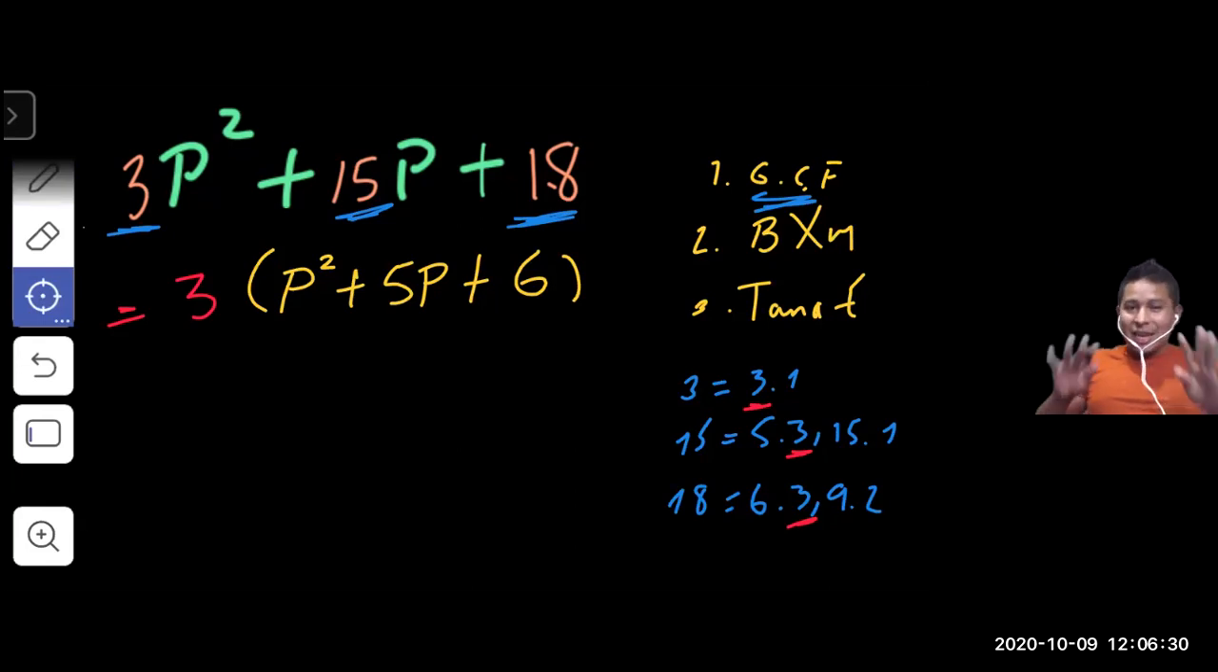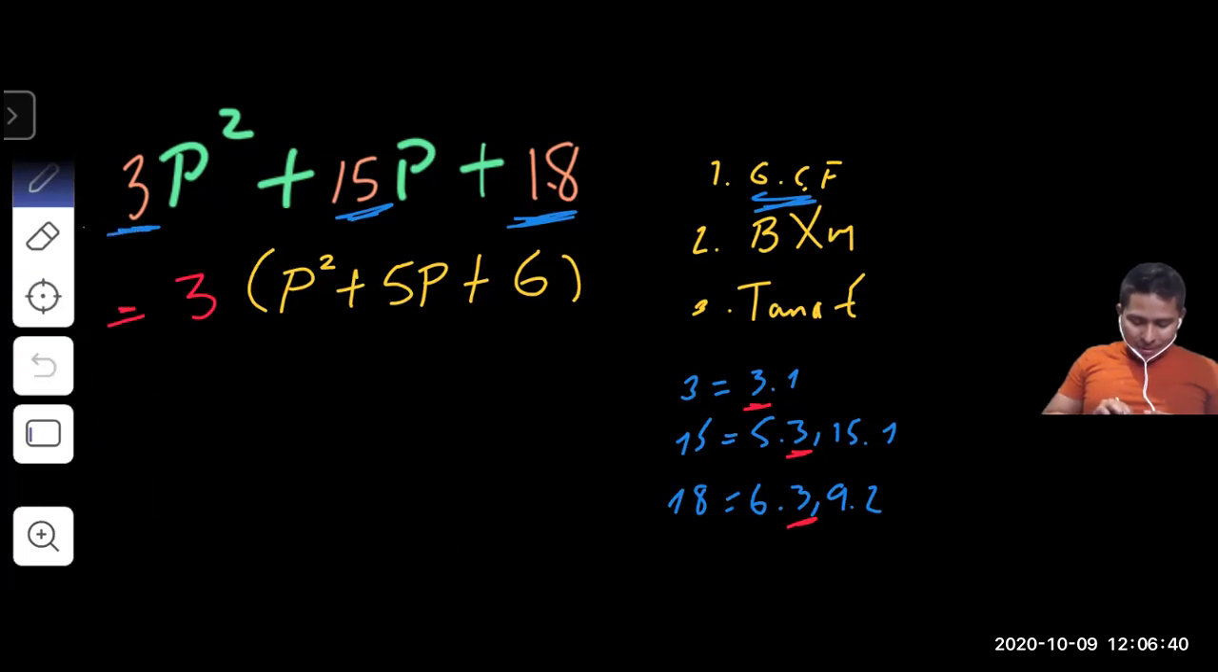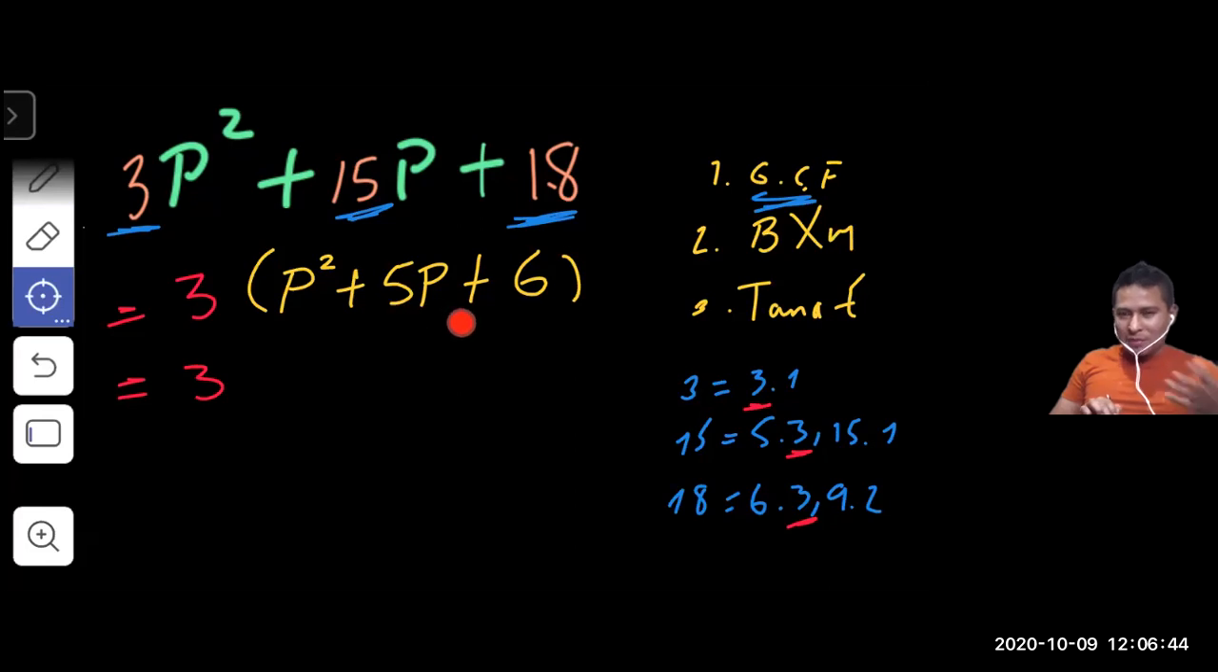Okay, that's it, guys. I have factored using the greatest common factor. Should I factor any further? A little bit more? Can I factor something else? Sure. What is this, guys? P squared plus 5p plus 6. This is a quadratic trinomial. And how can I factor it? Big X method or trial and error?